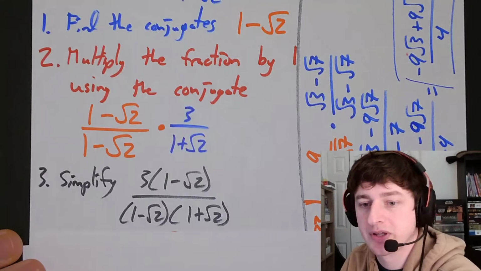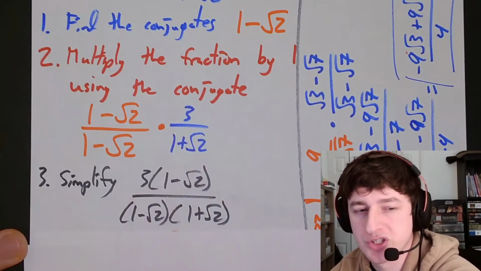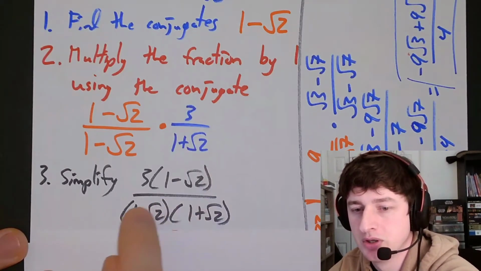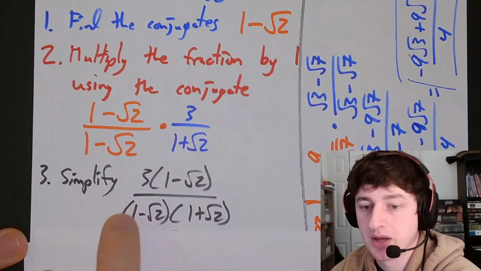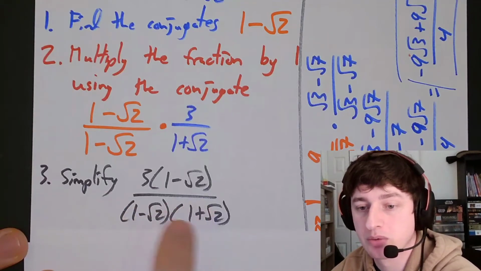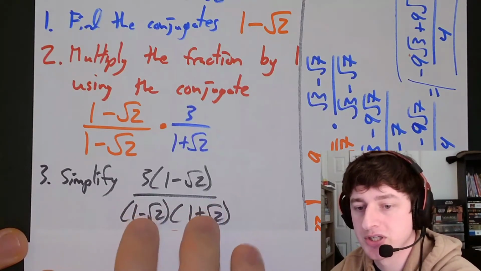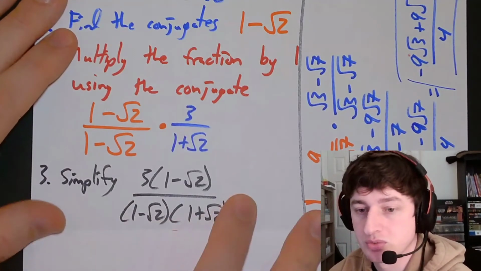So now we got to simplify that fraction. We could just cancel here and then we'd be stuck with our original fraction. That doesn't get us anywhere. So we need to multiply this out. So we're going to do 3 times 1, 3 times the square root of 2, and then this parenthesis times this parenthesis. And remember, because they're conjugates, we're going to have a bunch of pieces that cancel. So we're going to get 1 times 1 and square root of 2 times the square root of 2.